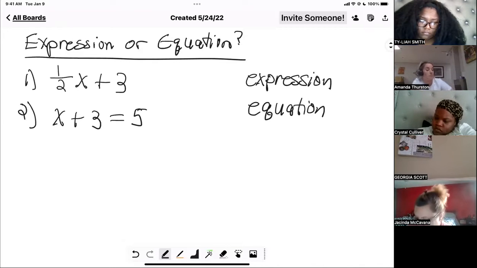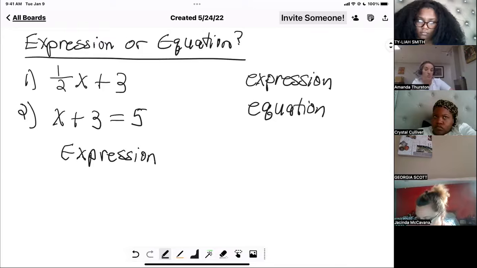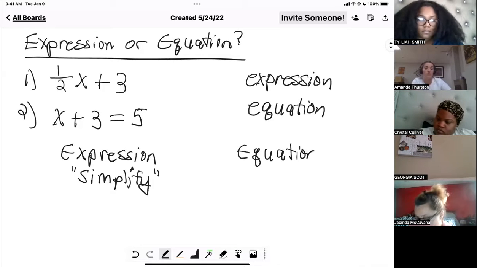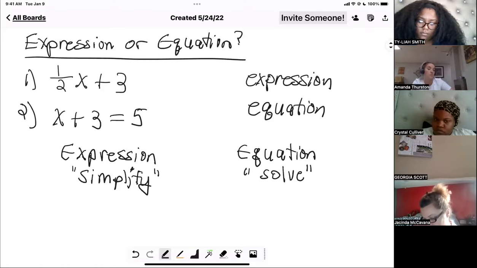There's also another way to think of expressions and equations. When you have an expression, you're going to simplify it if possible. So when you ask for an expression, it'll say simplify. If you have an equation, they're not going to use the word simplify, they're going to use the word solve. So you're solving for the variable. So expression you can simplify, an equation you can solve. That's something coming up, we're not there yet.